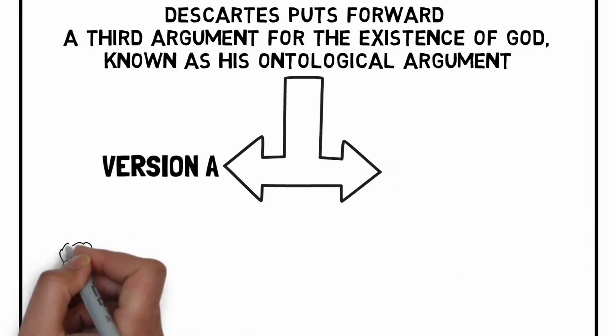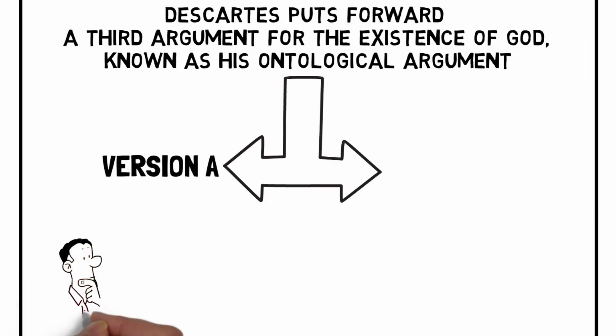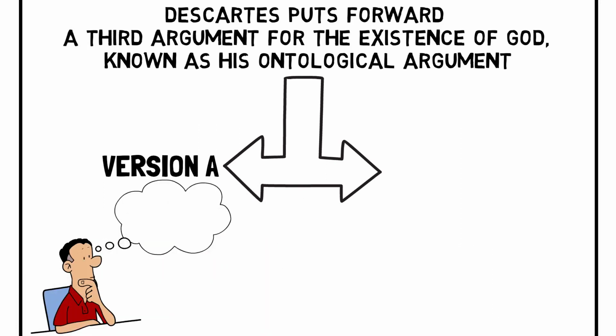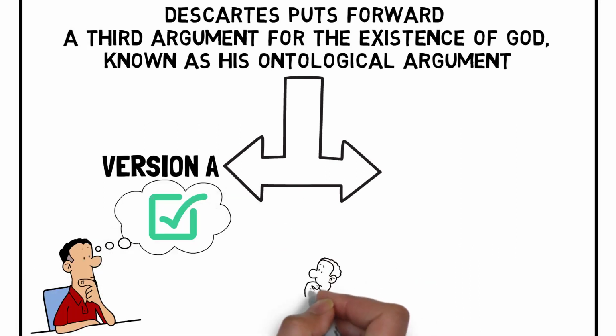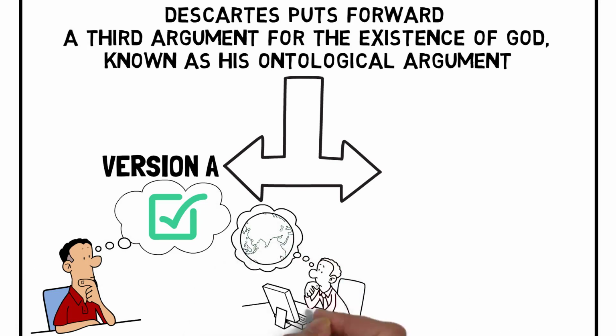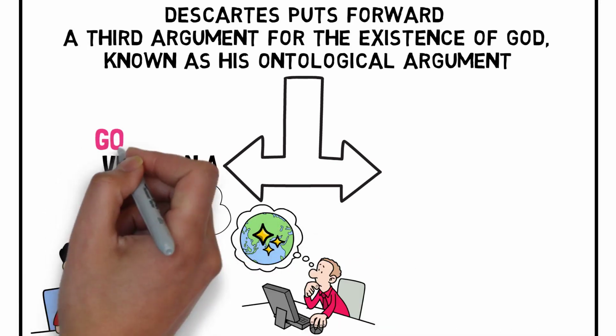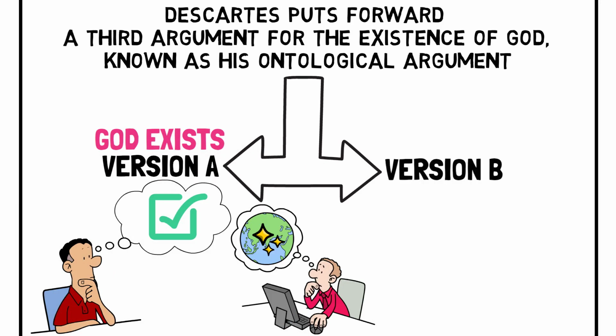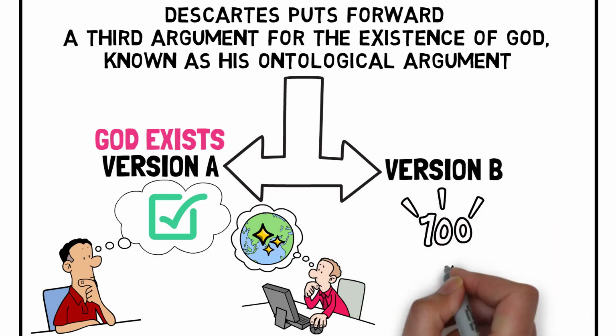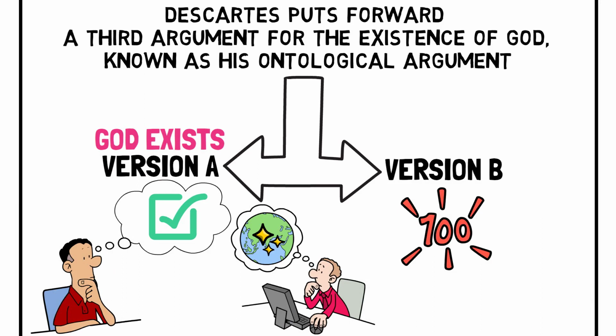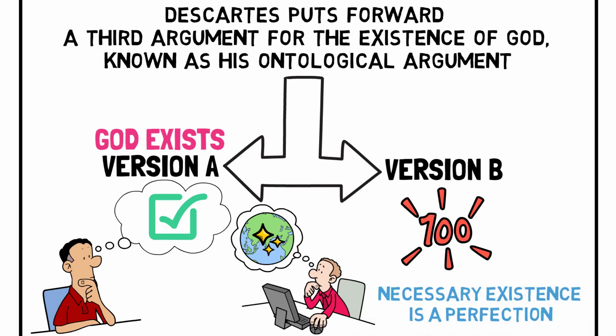Version A states that whatever one clearly and distinctly perceives to be contained in the idea of something is true of that thing. One clearly and distinctly perceives that necessary existence is contained in the idea of God. Therefore, God exists. Version B states that one has an idea of a supremely perfect being, a being having all perfections. Necessary existence is a perfection. Therefore, a supremely perfect being exists.